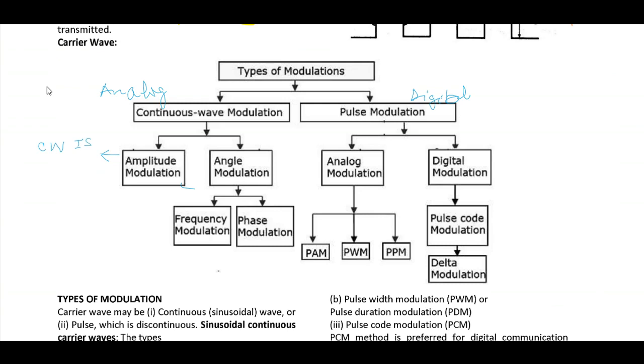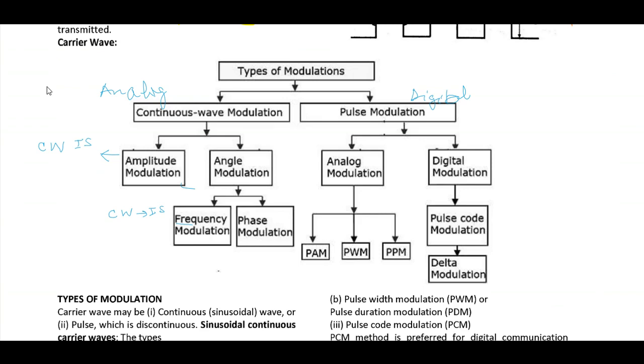And second is angle modulation. In angle modulation, it is of two types. One is frequency modulation, other is phase modulation. In frequency modulation, you vary the frequency of the carrier wave with respect to the information signal. In phase modulation, it is the phase of the carrier wave. Simple. In amplitude modulation, amplitude of the carrier wave is varied. In frequency modulation, frequency of the carrier wave is varied with respect to the information signal. In phase modulation, phase of the carrier wave is varied.